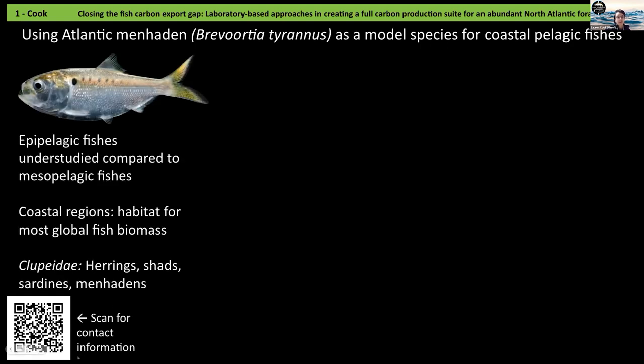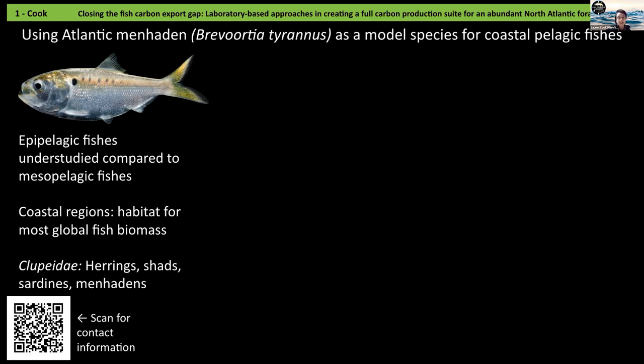So epipelagic fish, especially forage fishes, are less studied than mesopelagic fishes in terms of carbon production and cycling, as Grace showed earlier. And it's really important to resolve the carbon production of coastal fishes because these coastal regions are one where most fish biomass resides globally. Two, the coastal regions are at the forefront of biological carbon uptake and very complex carbon transformations. And additionally, forage fishes like Atlantic menhaden are heavily exploited by fisheries and therefore removed from the carbon cycling system.